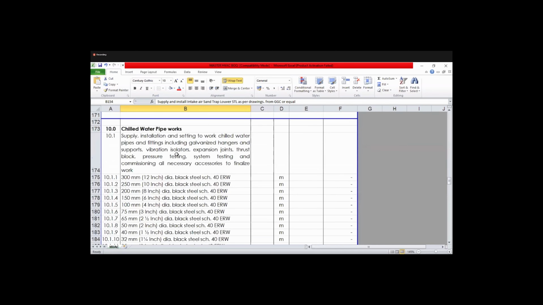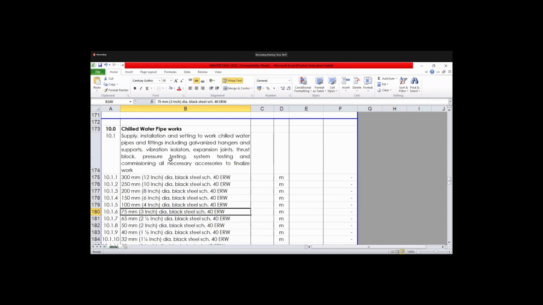So next is the chill water pipes. What it says: chill water pipes fittings include galvanized hanger, support, vibration isolators also, joints, expansion joint, thrust block. So what is a thrust block? We have to provide the thrust block where there is an elbow or turning point, a 90-degree elbow or 45-degree elbow. We provide the thrust block because of the pressure. What happens there? Due to the immediate turn, it puts pressure on that point.